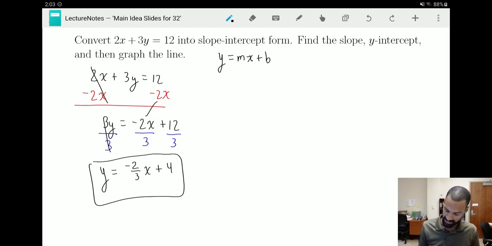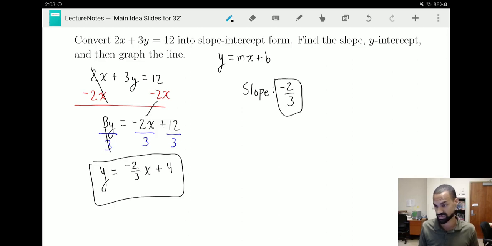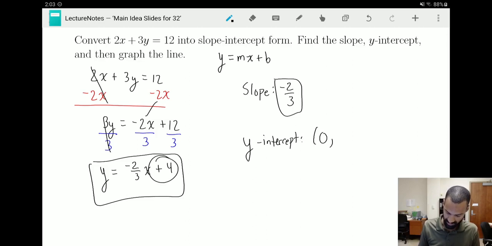Okay, so now, slope-intercept form. We said find the slope. Well, remember, the slope is the number attached to x. In this case, it's negative 2/3. Be careful, don't put negative 2/3 x. The x is not part of the slope, just the number attached to the x. Okay, the y-intercept. The y-intercept is the point (0, 4), the constant term, (0, 4).